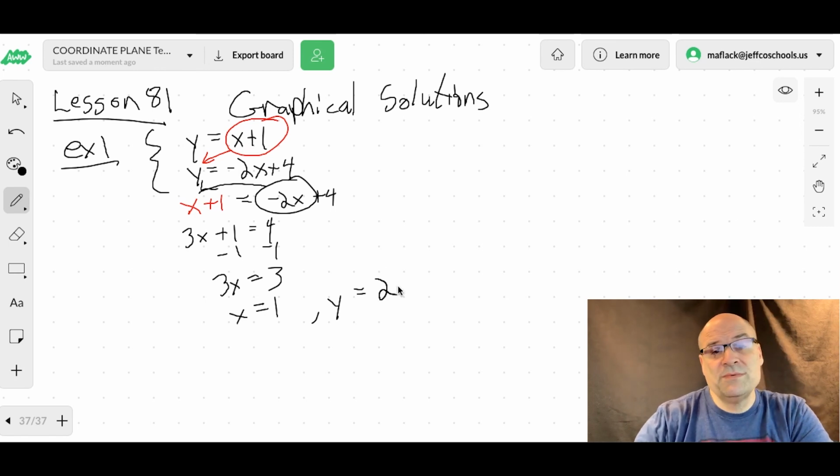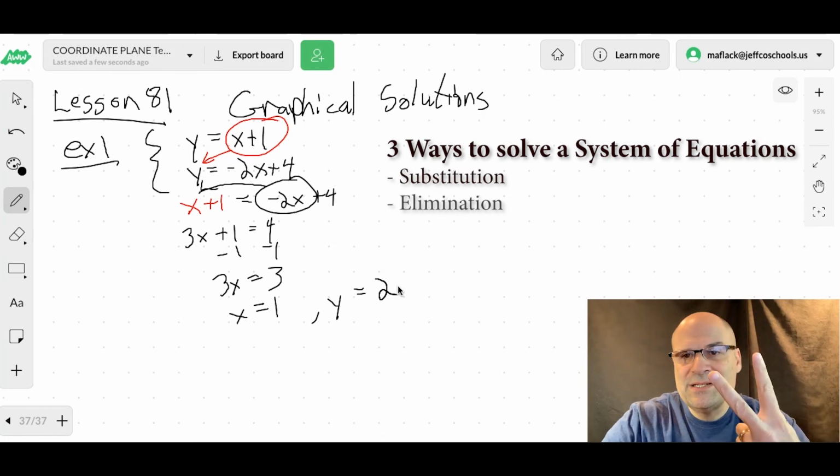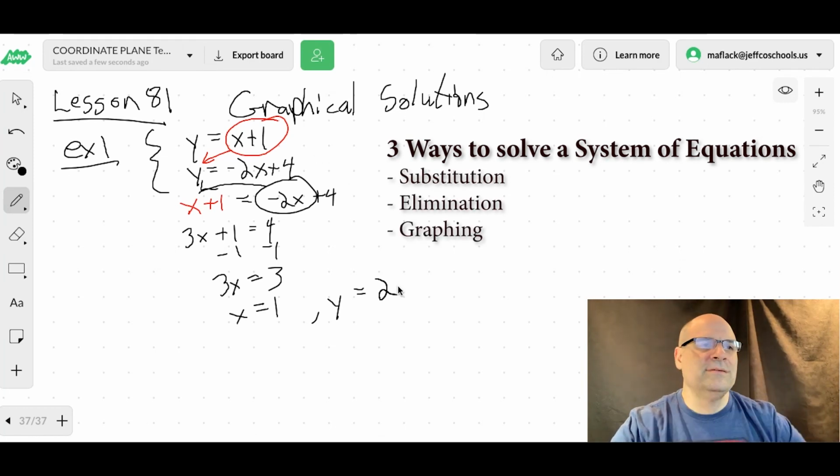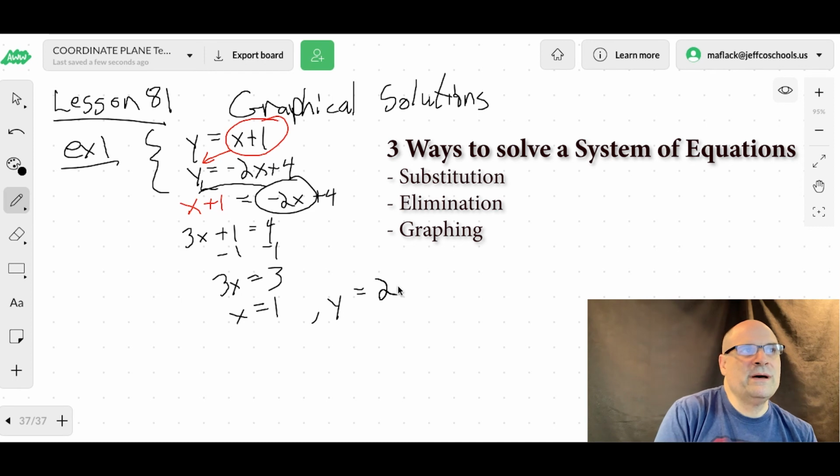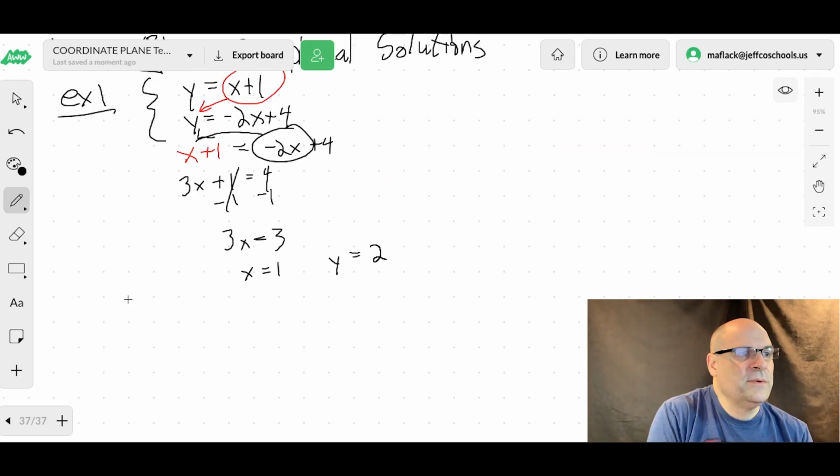So we can solve it with substitution, but there's another way. I told you we can solve it in 3 ways: substitution, elimination, and now graphing, okay? So we're going to do this by graphing. We're going to write the same equation down here, y equals x plus 1.